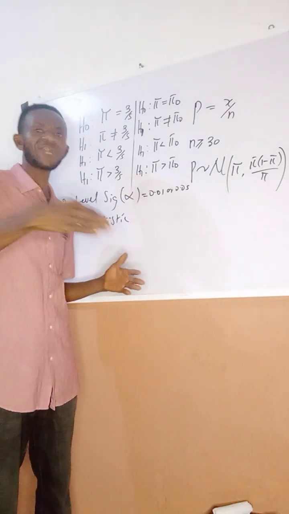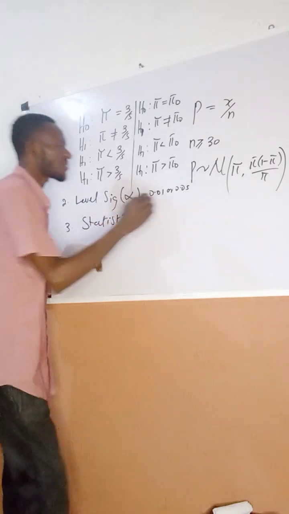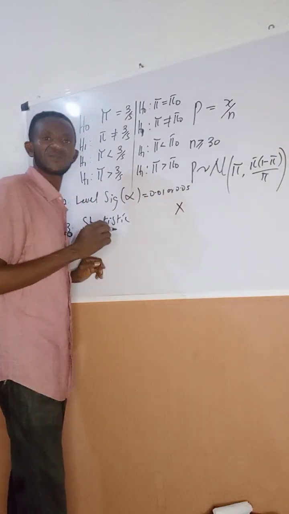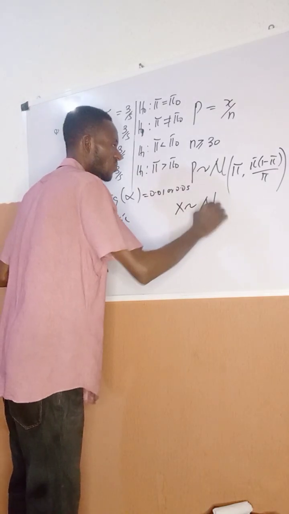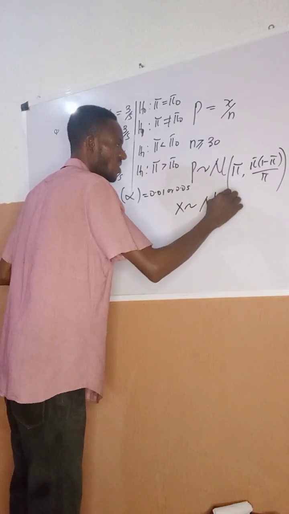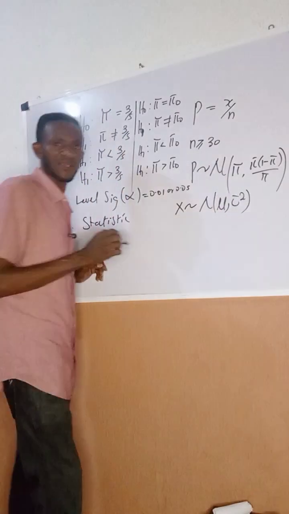And to standardize a random variable: if we have a random variable x, and this random variable x follows a normal distribution with mean mu and variance sigma square.